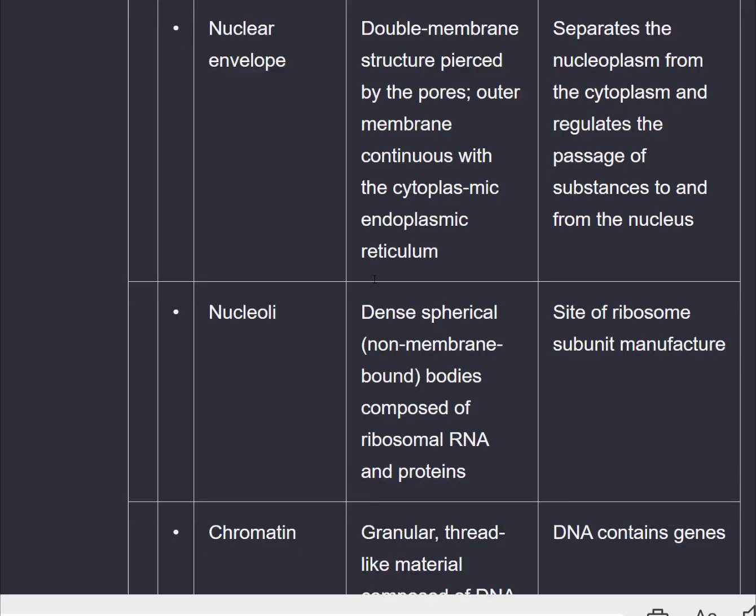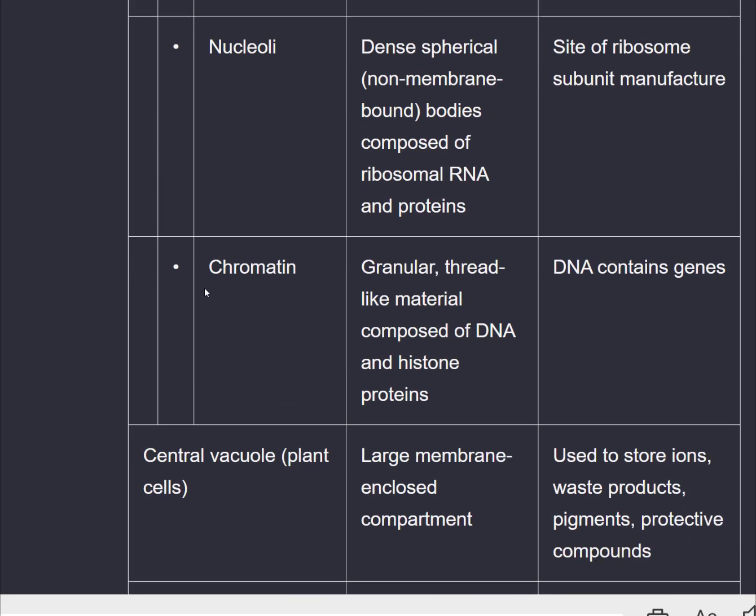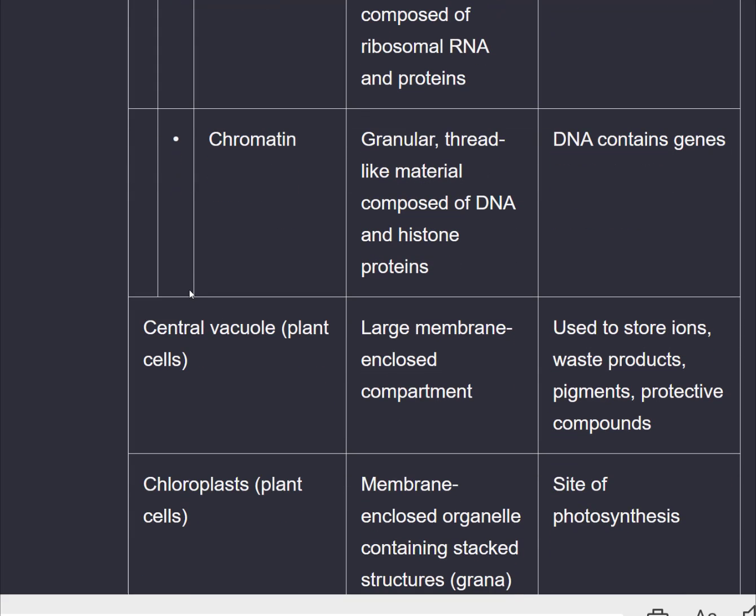Nucleoli. The dense, spherical, non-membrane bound bodies composed of ribosomal RNA and proteins. They serve as a site of ribosome subunit manufacture. Chromatin. Granular thread-like material composed of DNA and histone proteins. Its function is that DNA contains genes.